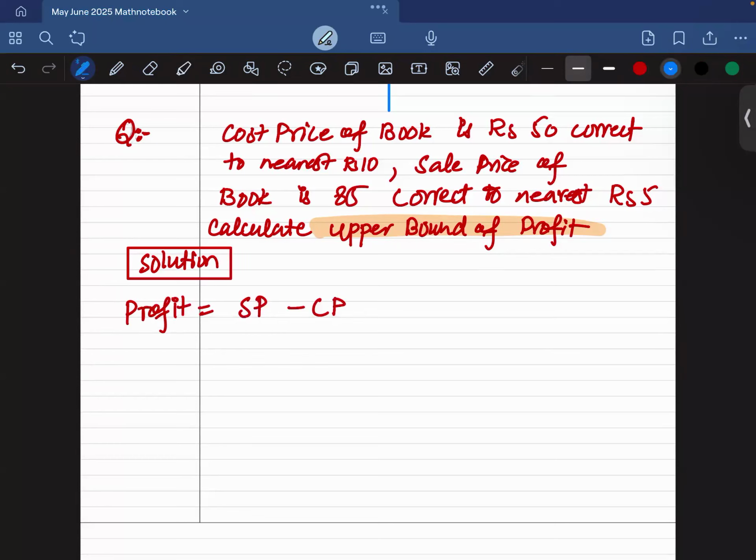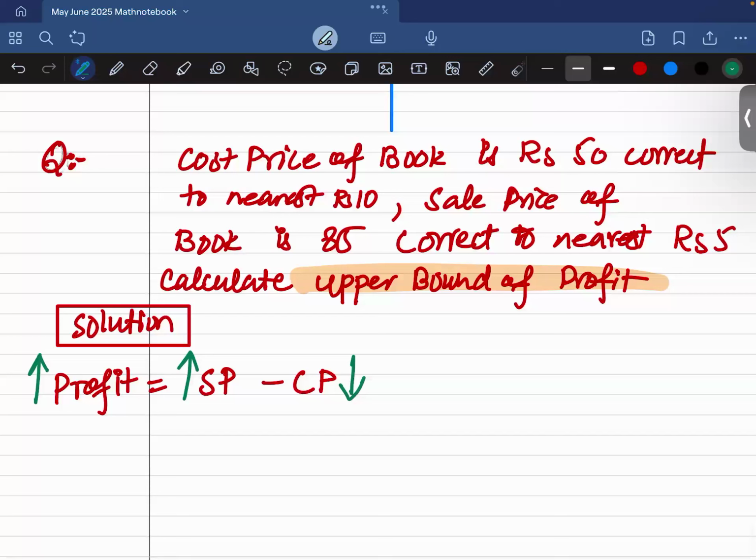Now try to understand what these things are. So look at the cost price of the book, which is 50, which is correct to the nearest 10. Now that point is tricky. Nearest 10 means 10 divided by 2. So beta, 10 divided by 2 is how much? Anyone? 5. So upper bound of 50 would be 55 and the lower bound of 50 would be 45. Am I right?